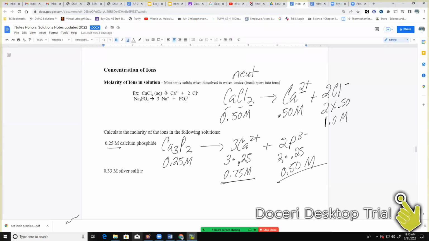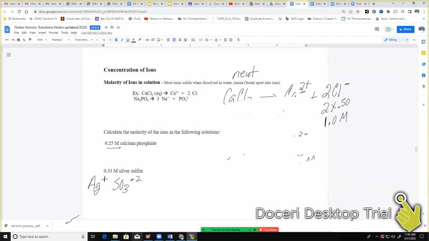Pretty easy. All right, I want y'all to try the next one, and I'm going to just give you some information. Silver has a +1, and sulfite is SO3, and it has a -2. So see if you can work through that one. You have to put together correctly for your compound, and then see if you can figure out the different concentrations.